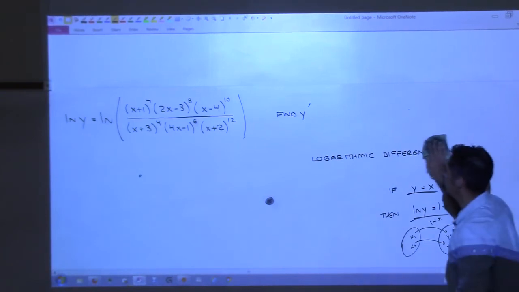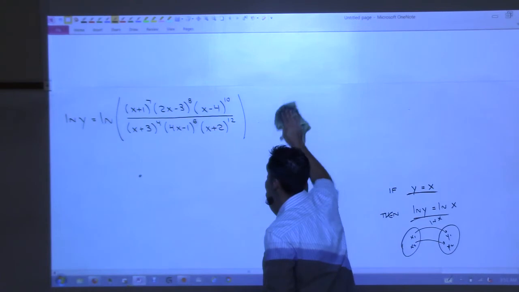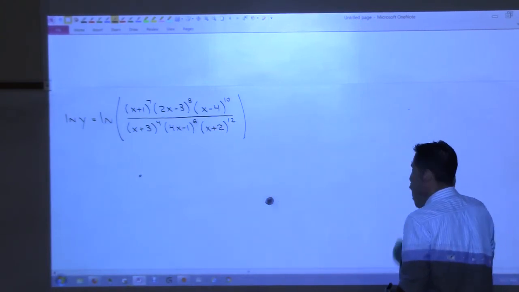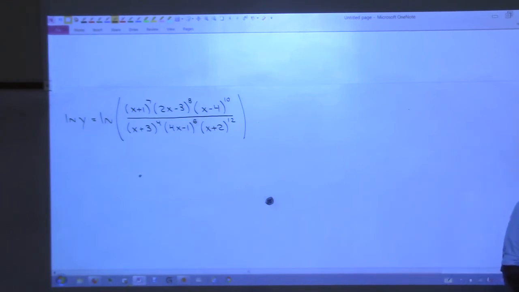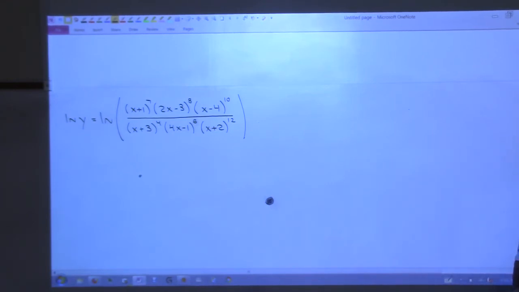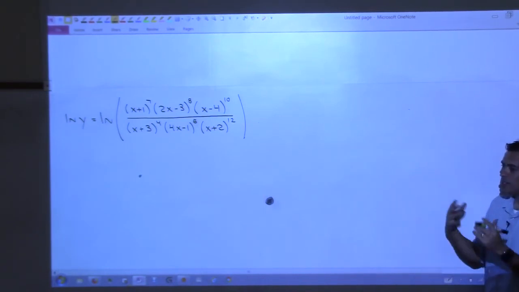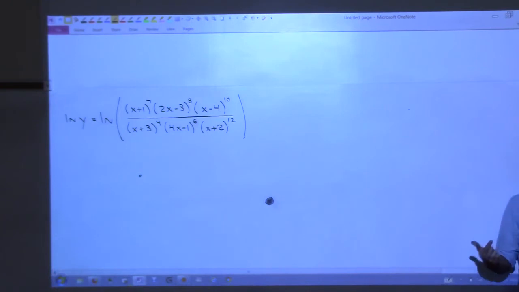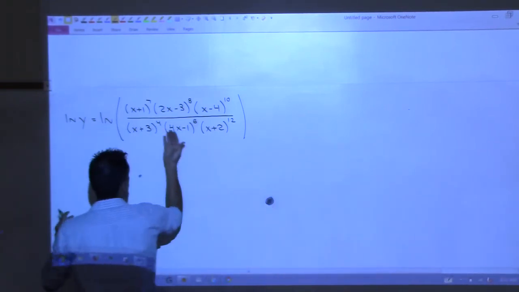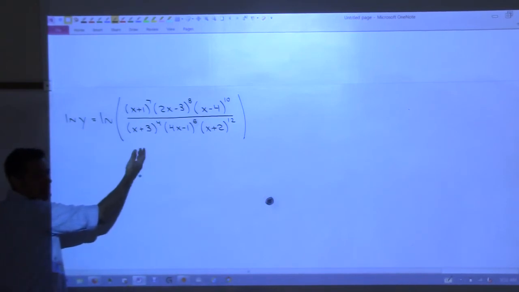So according to the steps I said, I take natural log on both sides, right? And then I'm supposed to take the derivative implicitly with respect to x. Implicit differentiation, not your straight differentiation. This is that special differentiation that we use with related rates. So we're going to be taking the derivative of the left side and the right side with respect to x.